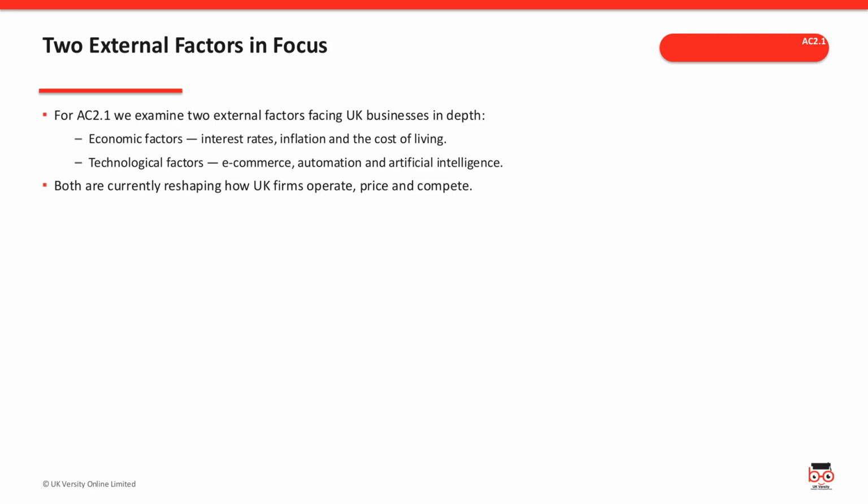For this part of the unit, we zoom in on 2 external factors that are really reshaping UK businesses right now. The first is economic, covering interest rates, inflation, and the cost of living. The second is technological, covering e-commerce, automation, and artificial intelligence. Both are changing how firms operate, how they price, and how they compete, so they're well worth examining in depth.